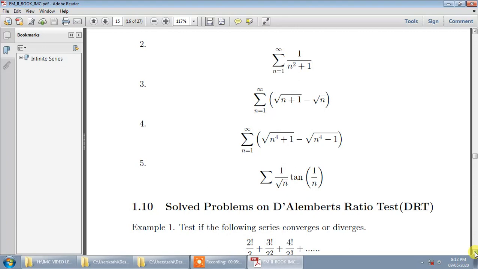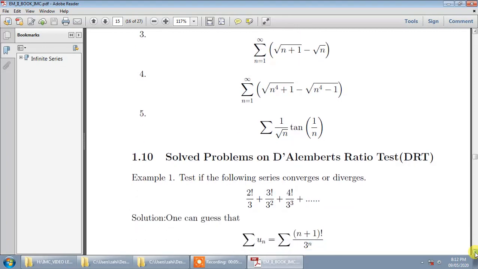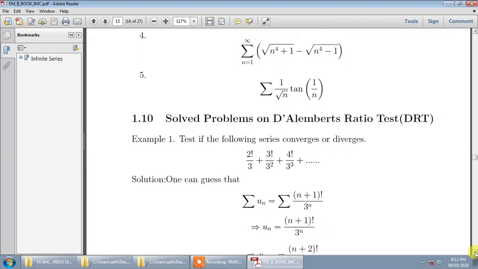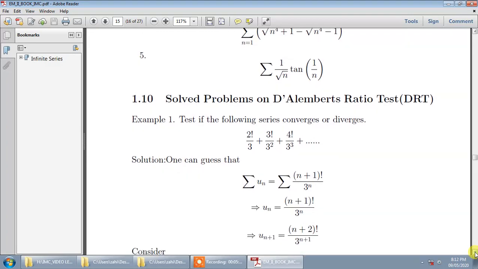Now we are going to have the solved problems on D'Alembert's ratio test, that is DRT. So the first series that we are going to investigate for its convergence and divergence is 2 factorial divided by 3 plus 3 factorial divided by 3 square plus 4 factorial divided by 3 cube plus and so on. Now let us recognize what is the nth term of this series.